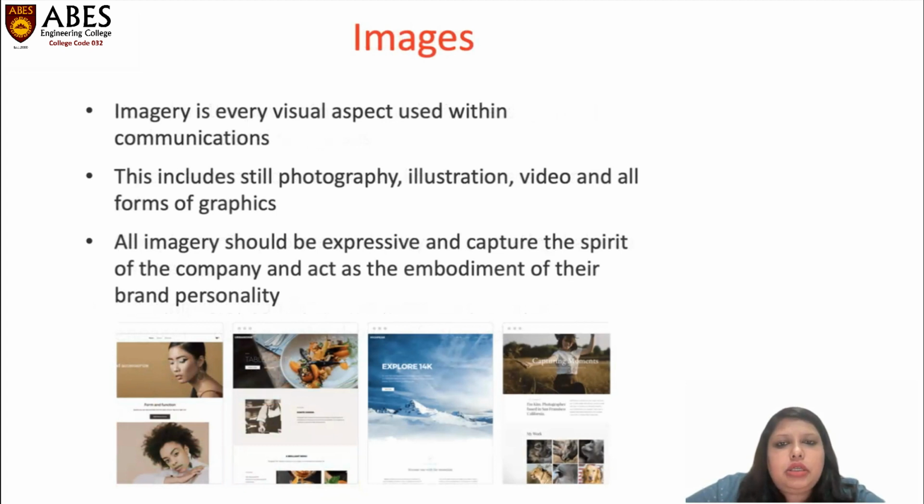Then comes images. See, images are something which directly hits the brain. If scientifically we talk about it, images stay for a longer period of time in the brain than text or anything else that a person sees, because whatever you see you perceive directly. So imagery is a very visual aspect which is used for communication. It is the first mode of communication, right?